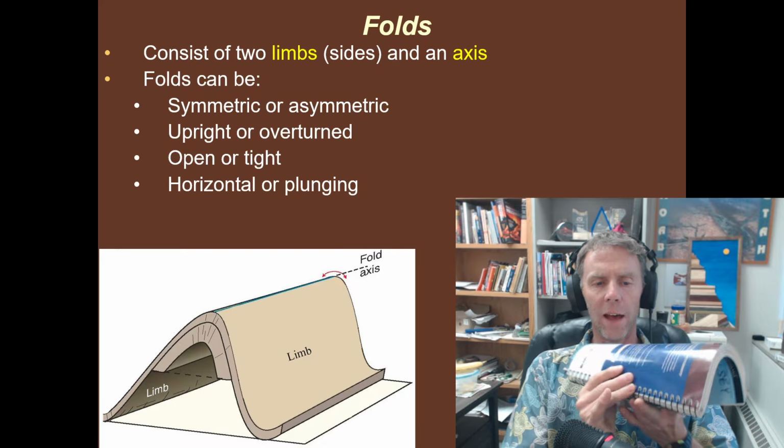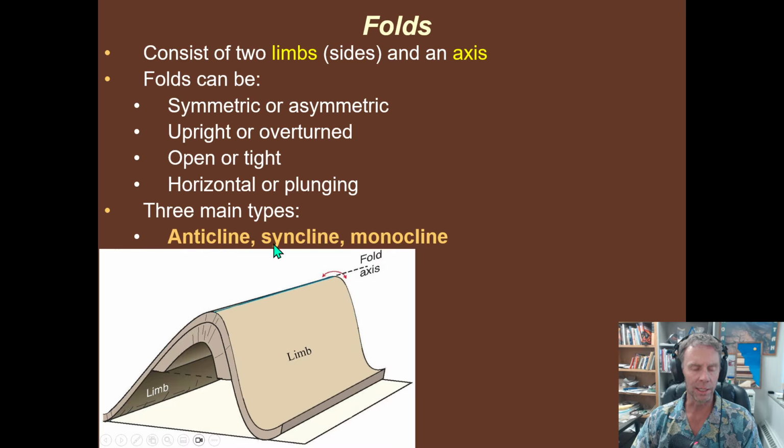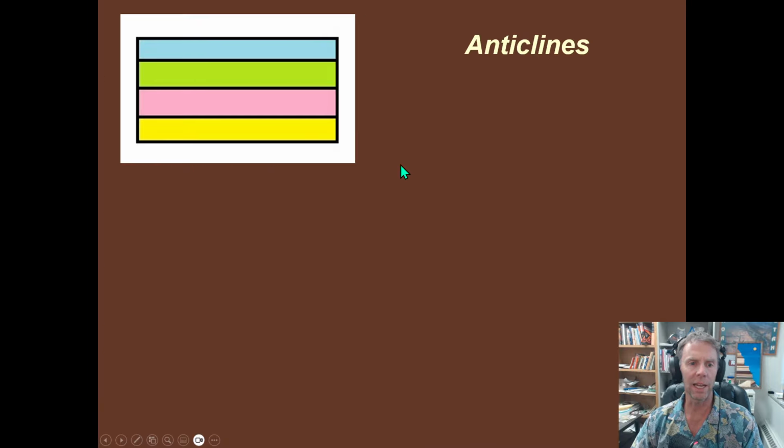And so the main types of folds we're going to explore here with this video are anticlines, synclines, and monoclines. And everything you need to know is in the prefix here. Anti meaning opposite or opposed. Syn, S-Y-N, not S-I-N, meaning together or with. And then mono, of course, meaning one. So let's start with an anticline.